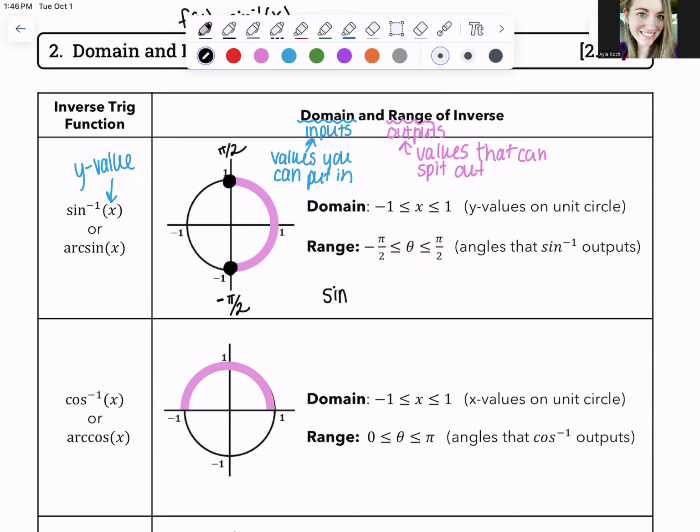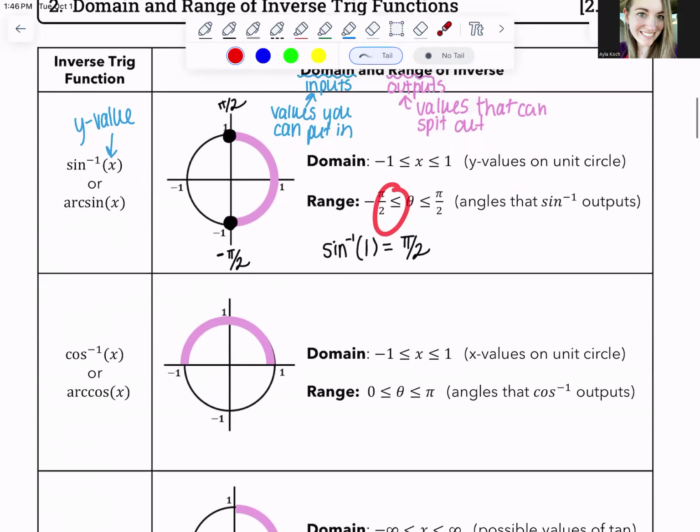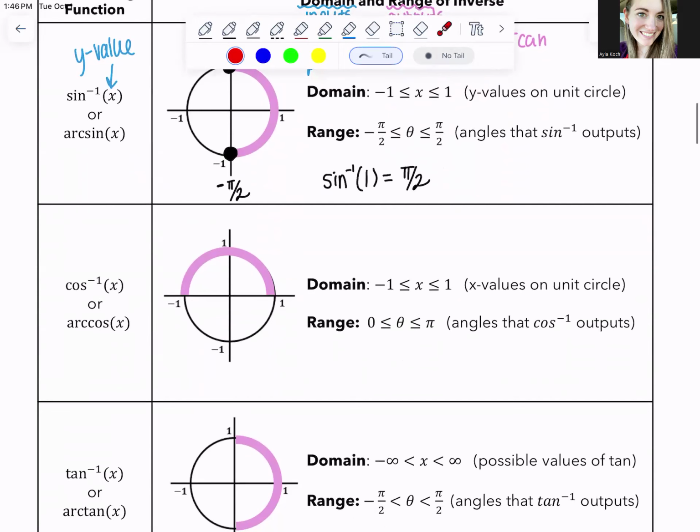If you have sine inverse of 1, this is asking where is the y value 1 between -pi/2 and pi/2? And that would be at pi/2. Sine inverse of 1 is pi/2 because that's the place between -pi/2 and pi/2 that the y value is 1. So we include it because it can be reached. This is a possible output, so it needs to be included in the range. I'm making a big deal about this because tangent is different.